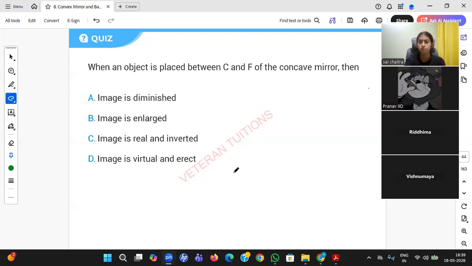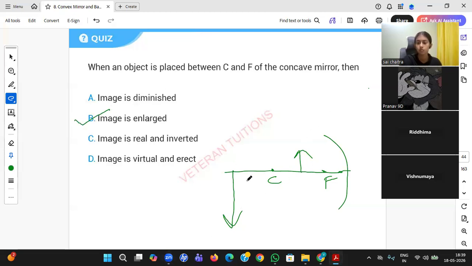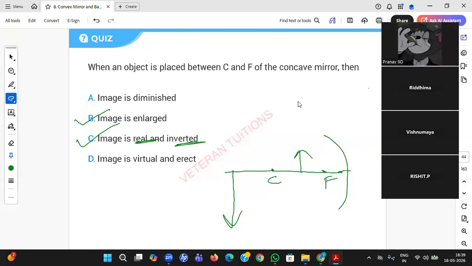Case number 4. Your image is like this. C, F. At least now you give the answer by looking at this. Yes, right answer, Pranav. Okay. Image is enlarged also right. Inverted also right. And if inverted, real automatically. B and C should be your answer, student. Yes, B and C should be the answer.